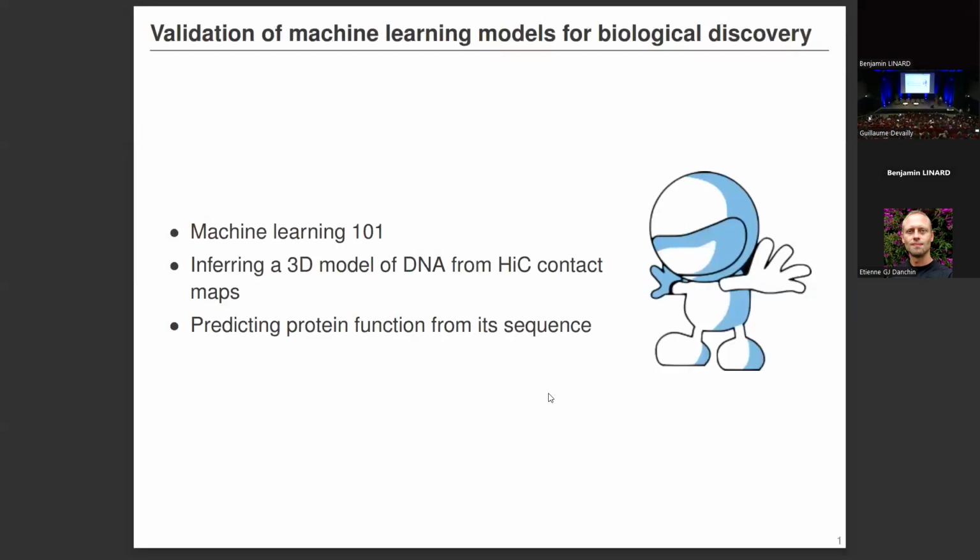So I will start this presentation with a bit of a machine learning 101 course, just to make sure that we're all on the same page. And then I will talk about an older project and how things we've learned in terms of validating how to build a 3D model of DNA from Hi-C contact maps. And then something a bit more recent, which is more about predicting protein function from its sequence. So it's really a lesson learned kind of presentation.